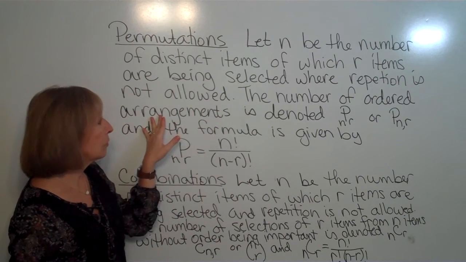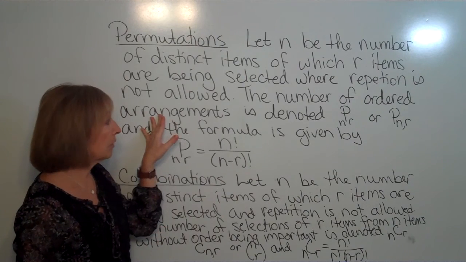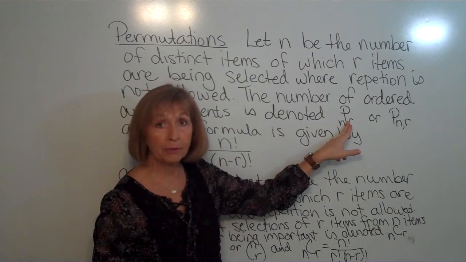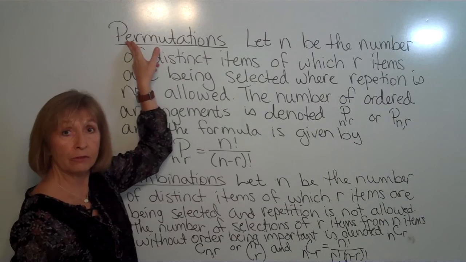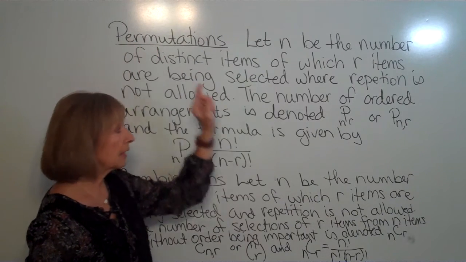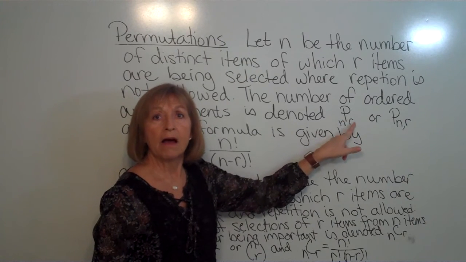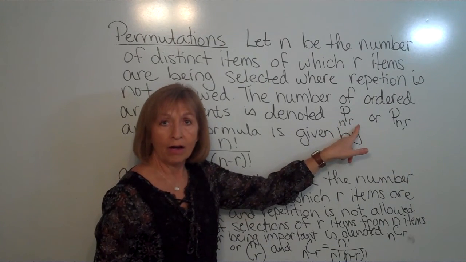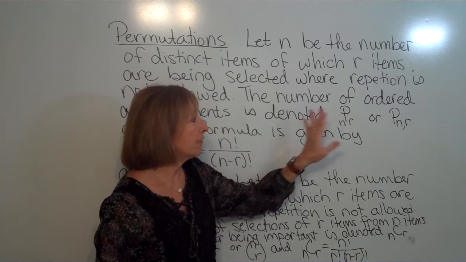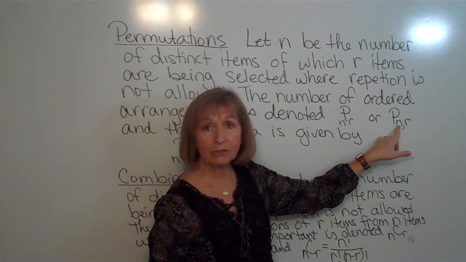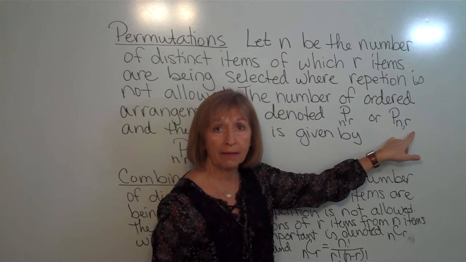The number of ordered arrangements, so you're keeping track of the order, is denoted by capital P for, in this case, the first letter of permutation, and it has the subscripts of n, then r, either on either side of your capital P or after your capital P with a comma between them.